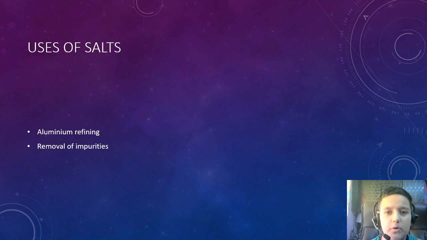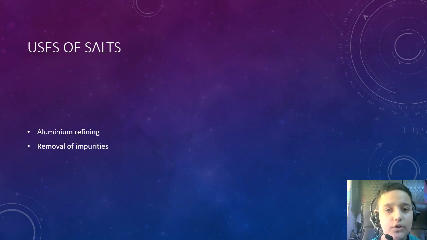Now in this slide I'm going to tell you about the uses of salts. So salt is used in aluminum refining, removal of impurities, and also in rubber manufacturing. It is also used in the removal of latex from the rubber. And in the pharmaceutical industries, it is used in the polishing of tablets. And also in the soap industry, it is used for removing the glycerin from the soap. And also as you can see, besides removal of impurities, we can use it for preserving our food.